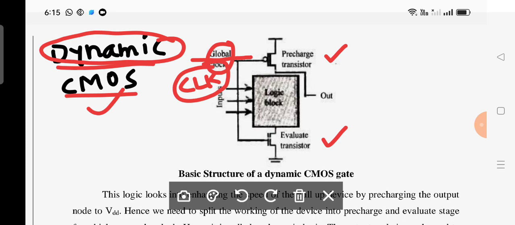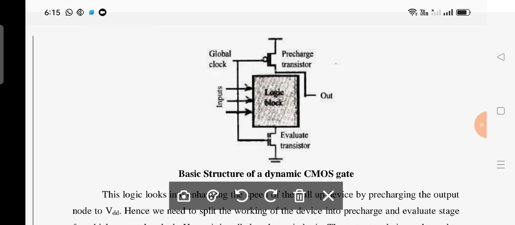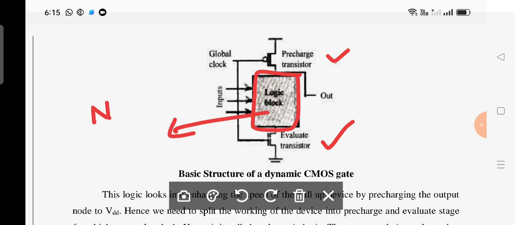Is it clear? Now you can observe very clearly one more time here. You can see this pre-charge transistor and an evaluate transistor, and you have a logic block. What is this logic block? If somebody asks you, don't forget it is an NMOS network. This logic block is your NMOS network.